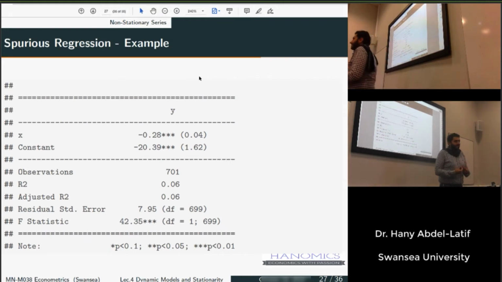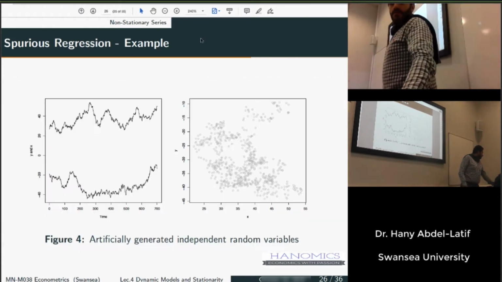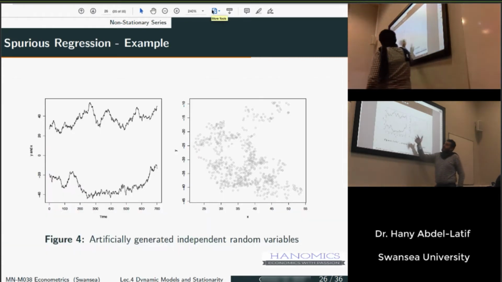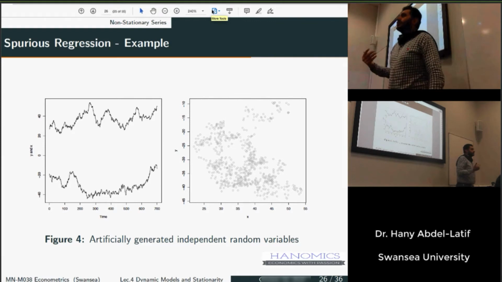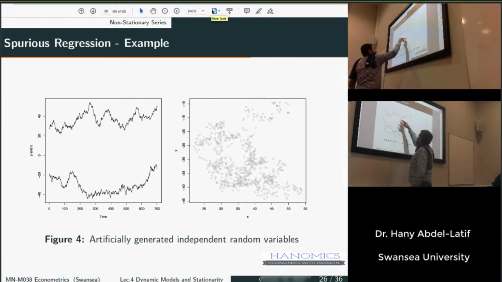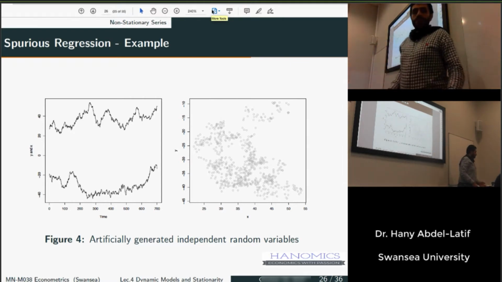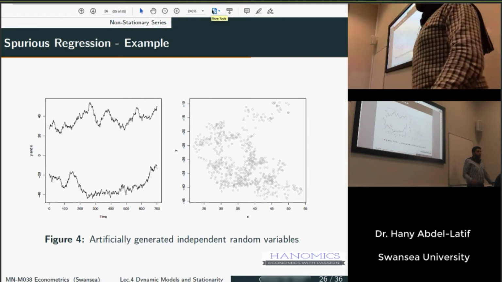So I created the variables, and I know they have nothing to do with each other. They're not correlated at all. It's just the way they evolve over time, the series itself. It seems they are related, but they are not. It's just the way they change over time. But they have nothing to do with each other. So these are uncorrelated.